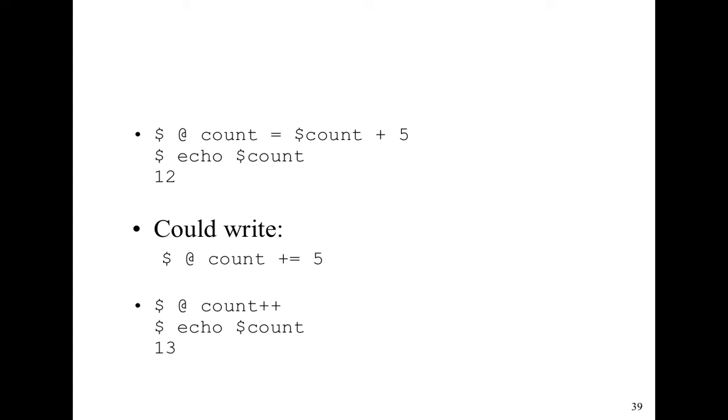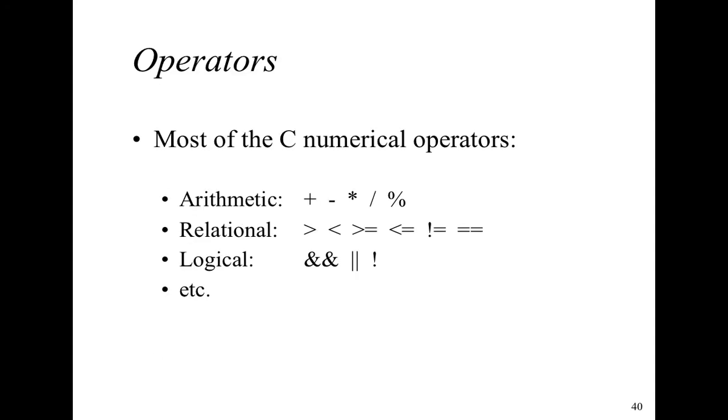@ count = $count + 5. So you get 7 plus 5 essentially, echo $count, you get 12. Or you could write @ count += 5. And for people who know C, you go, oh, that looks familiar. Yeah, so it uses the C shortcuts, the plus equals, the minus equals, all the little shortcuts you've got there. @ count++ increments it by 1, so now 12 turns into 13. If you don't know C programming, don't worry about it. These commands are not on the final because I excluded anything where you'd have to know something about programming. So it makes it a little bit easier.